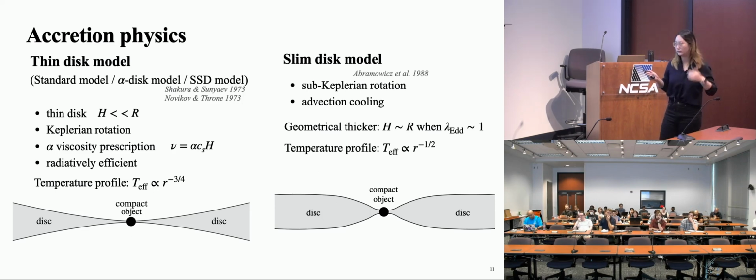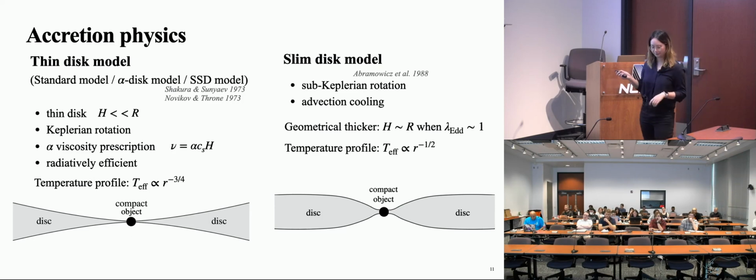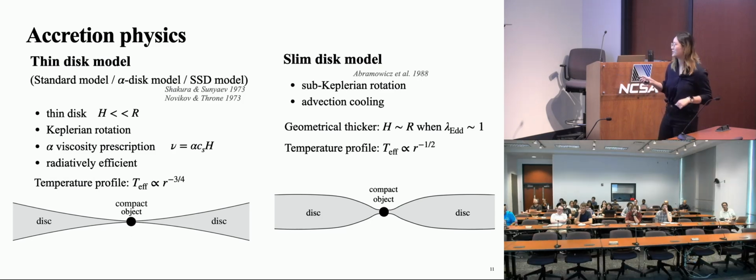That was the thin disk model. Now, Abramowicz and colleagues didn't assume Keplerian motion. They assumed it's sub-Keplerian motion. And because it's no longer a thin disk, they have to take advection into consideration. They took those assumptions into their model and solved the disk equations. And they found that the disk indeed becomes thicker when the accretion rate gets higher. It becomes comparable to the radius of the disk, and the temperature profile also changes.